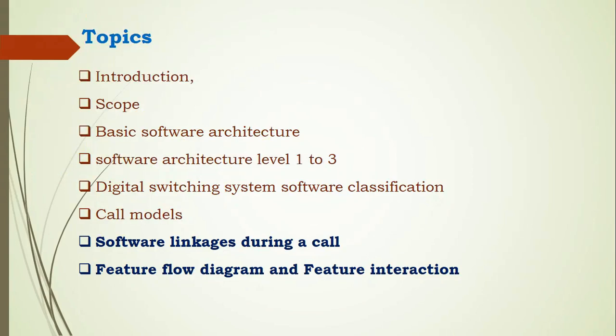So let us try to wind off the first half of module 4. The most expected question is from the basic architecture, and the second most expected question is the digital switching system software classification and call models, and the last one is the feature flow diagram. So there are 4 expected questions. Out of 4 expected questions in a question paper, you may expect at least 2 from this half of module 4.